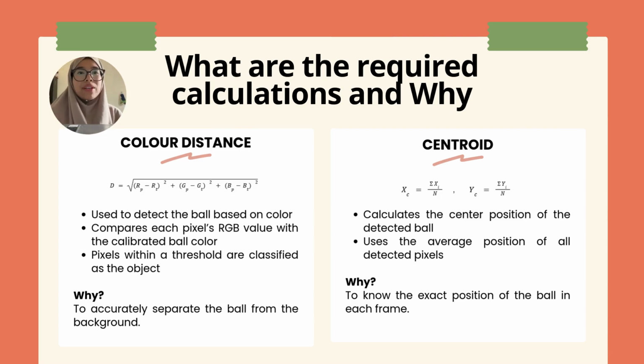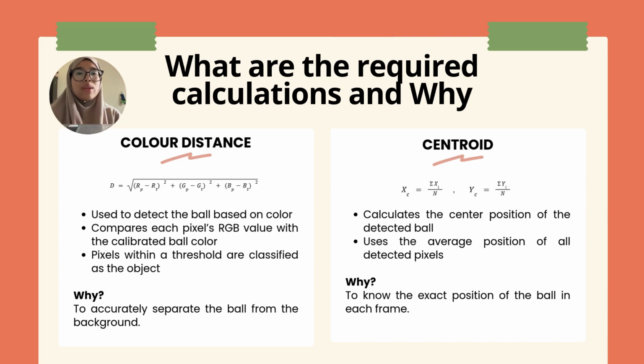Okay, so I'm going to be talking about the calculations that are used and why they are used. Based on our coding for our system, we use several calculations to track the ball's movement. Firstly, we use the color distance calculation. The system compares each pixel's RGB value with the calibrated ball color using the Euclidean distance formula. As you can see, that is the formula that we used. If the distance is below a threshold, the pixel is classified as part of the ball. This step allows the system to distinguish the ball from the background.